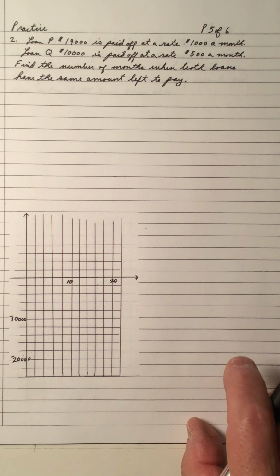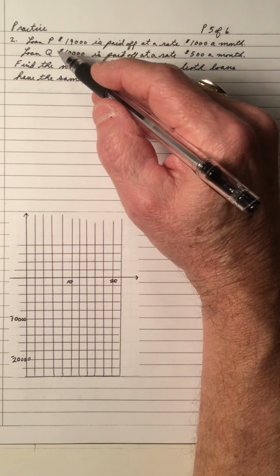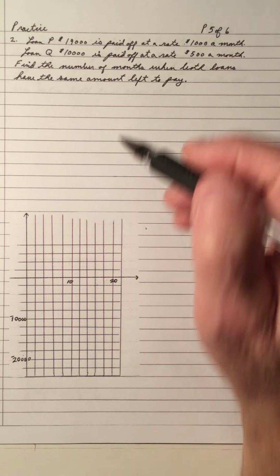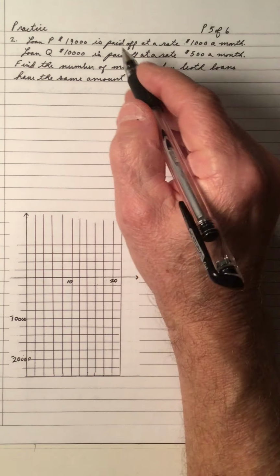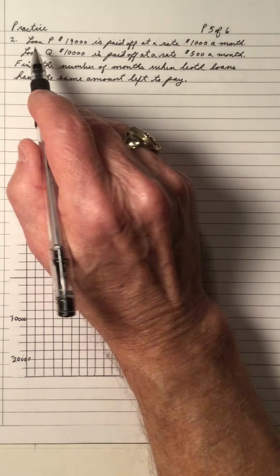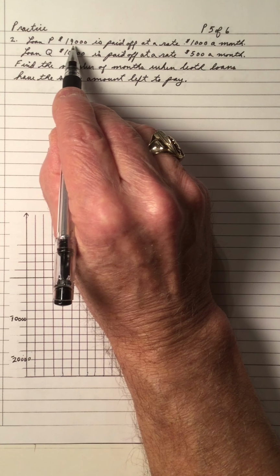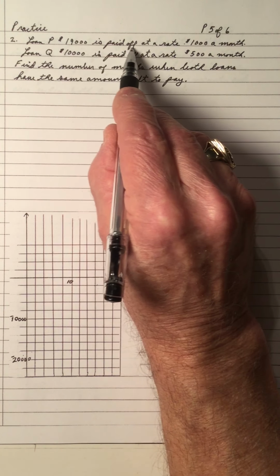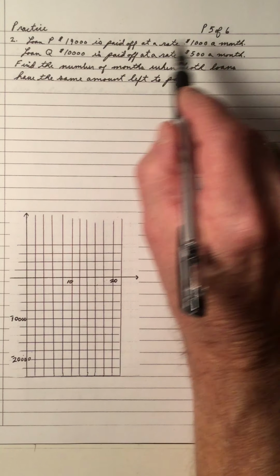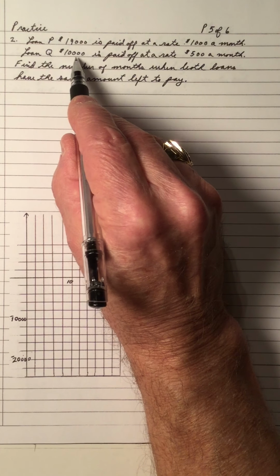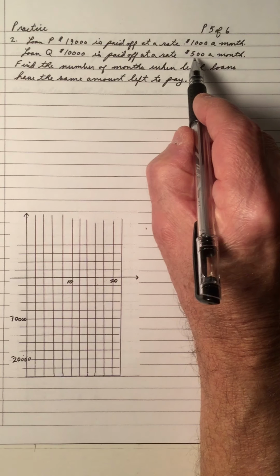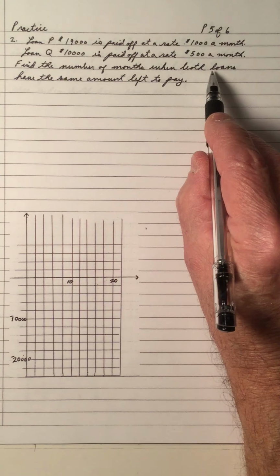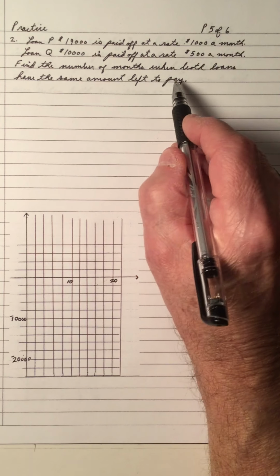Okay, let's do another one. Again, practice means pause the video and see if you can work these out, and we'll explain as I do them. Loan P is $19,000, paid off at a rate of $1,000 a month. Loan Q, which is $10,000, is paid off at a rate of $500 a month. Find the number of months when both loans have the same amount left to pay.